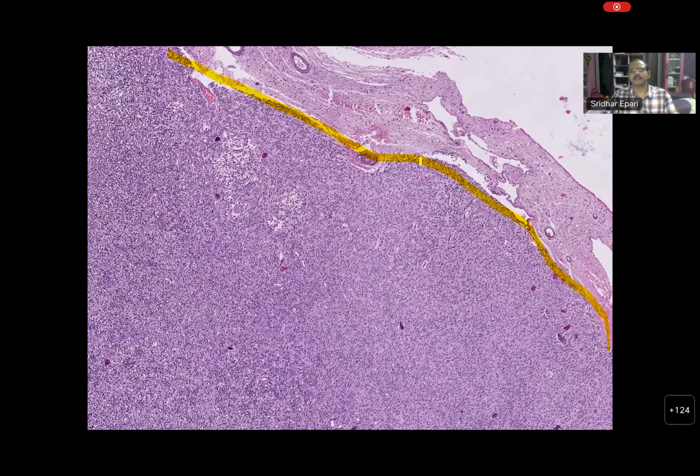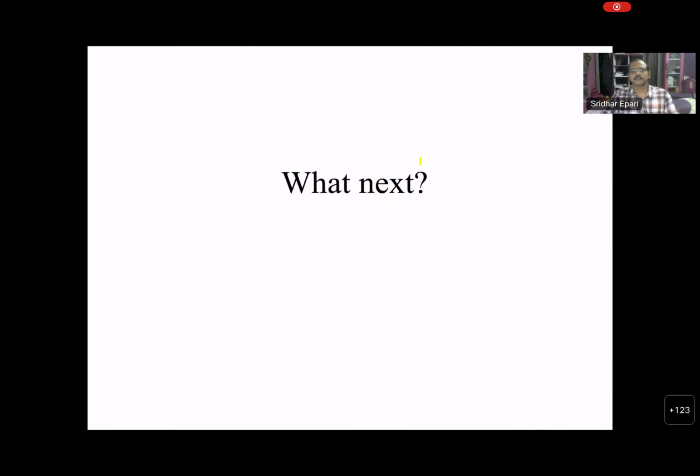So, a well demarcated tumor. Why do you want to call it diffuse glioma? No. GFAP is positive. So what next? What are your differentials here? Sir, it can be oligodendroglioma. Where did you read oligodendroglioma? In which class of tumors did you read? Diffuse. Adult type diffuse glioma.